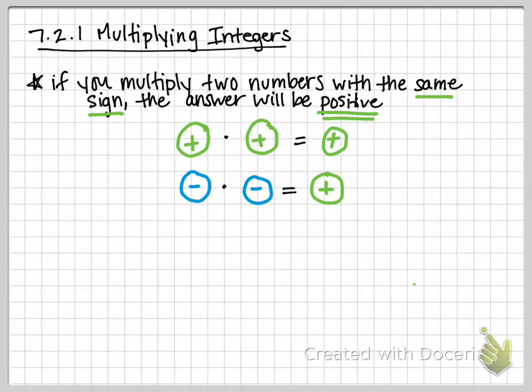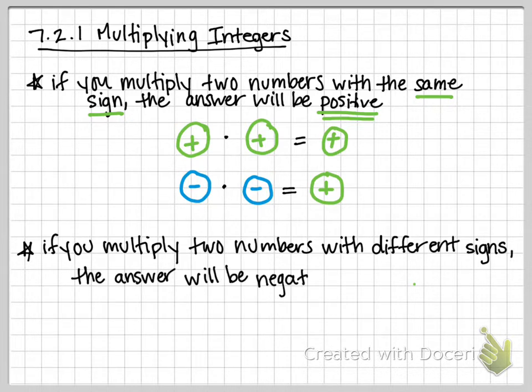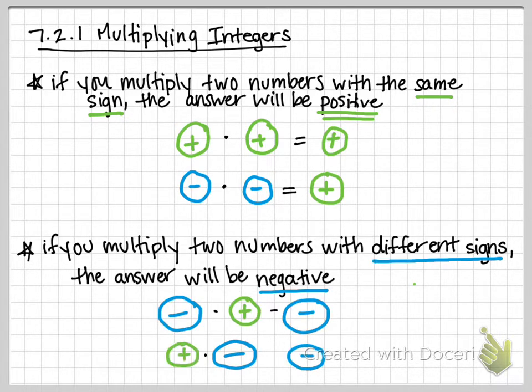Okay? And if the signs are different, if you multiply two numbers with different signs, the answer will always be negative. Okay, so a negative times a positive, or a positive times a negative, is a negative. Different signs give you a negative product. When multiplying, if they're the same, it's positive. If they're different, it's negative. So the rule is fairly easy.